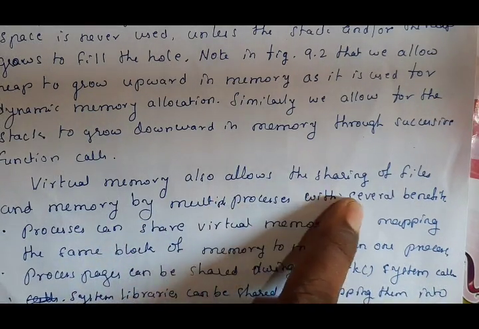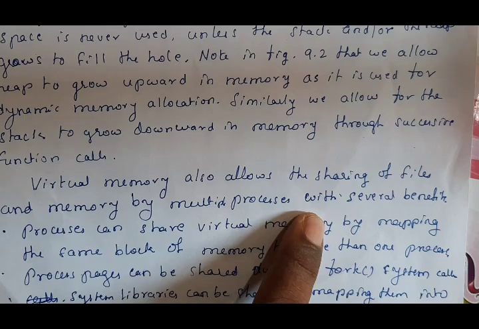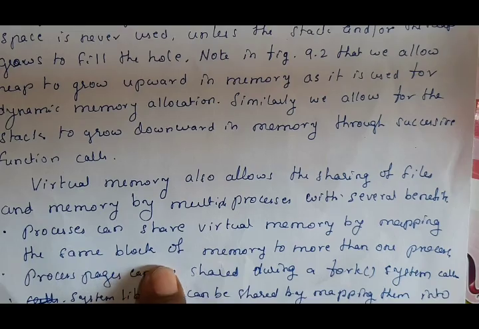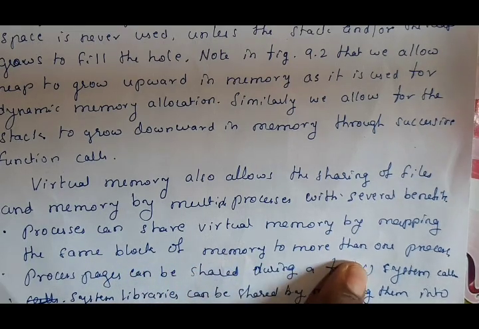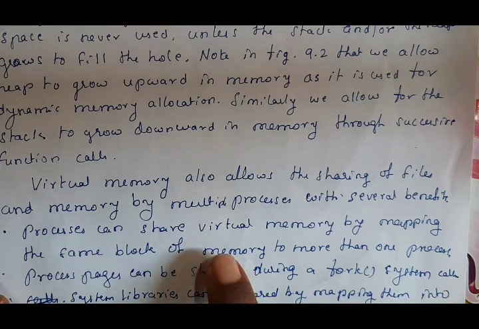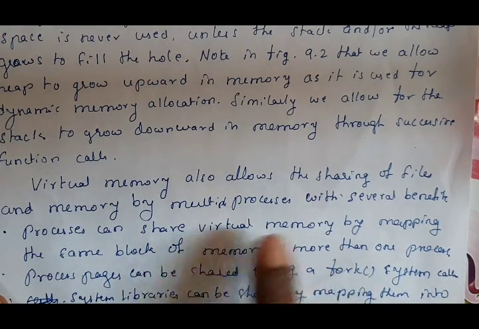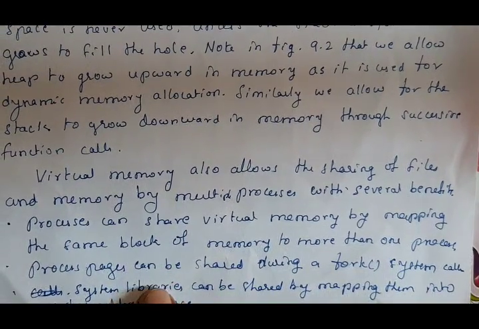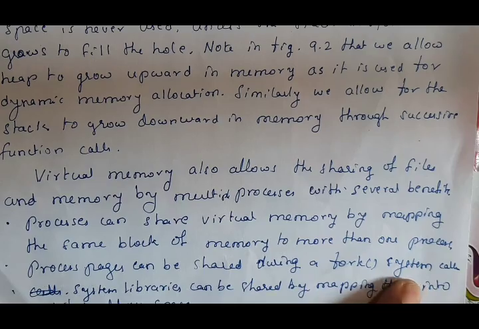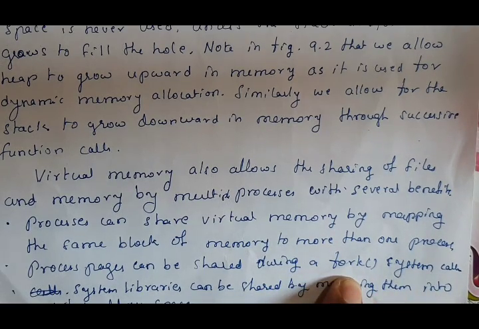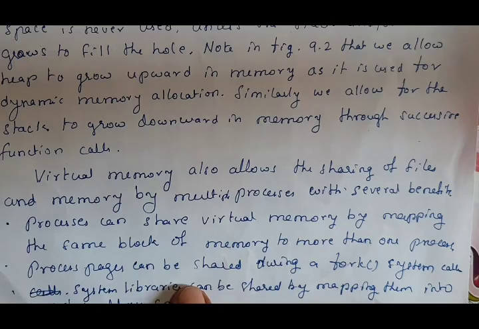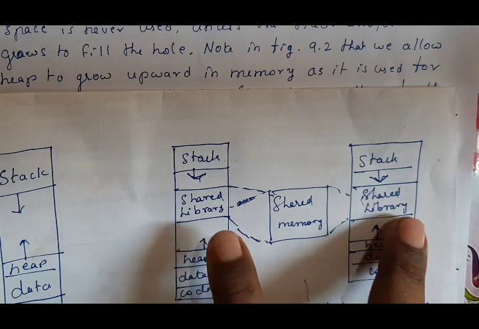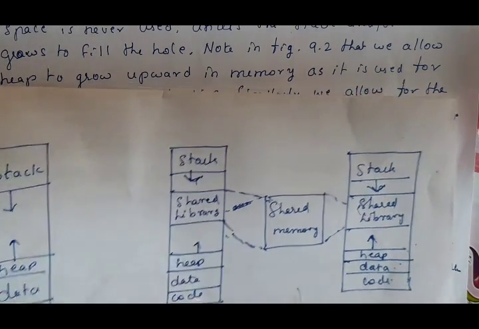So virtual memory allows sharing of files and memory by multiple processes with several benefits. What are the benefits? Processes can share virtual memory by mapping the same block of memory to more than one process. The second advantage is that process pages can be shared during the fork system call. There the process pages can be shared between the processes, even among many processes.